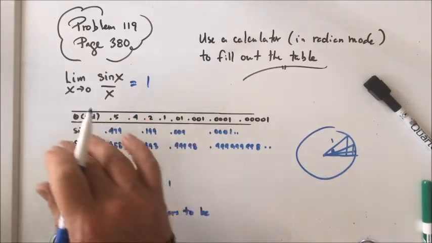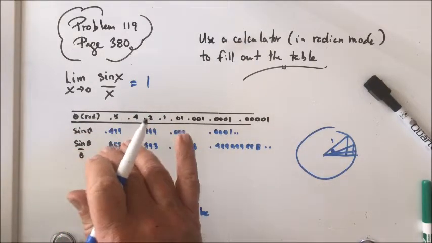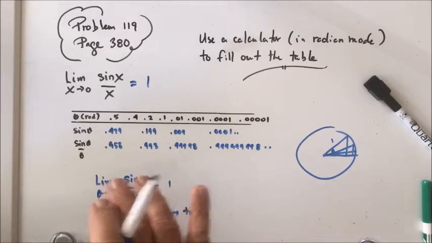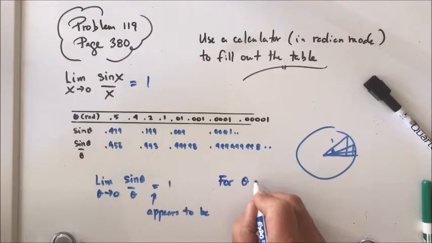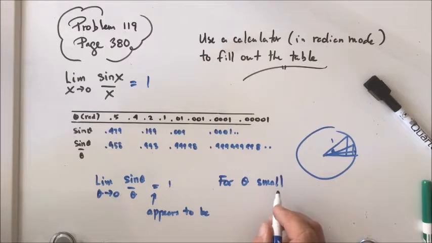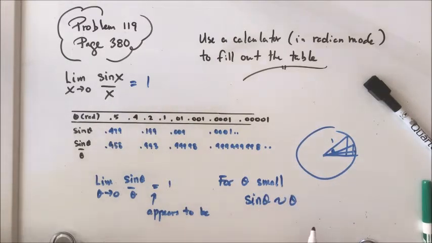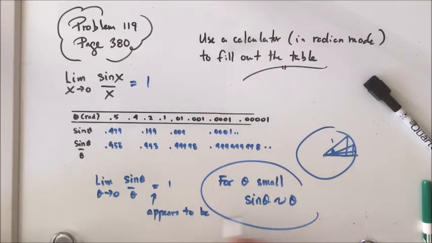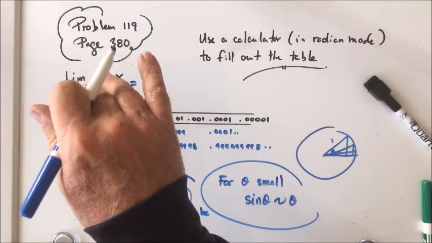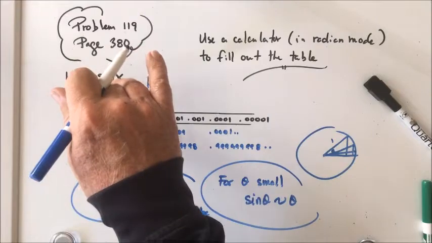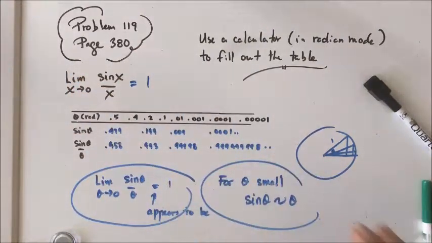But maybe more interesting and maybe of more use to you STEM majors is the fact that for theta small, and I'm not going to qualify that any more than that, sine theta is about equal to theta. Yep. So there's the two takeaways from this problem. Problem 120 will give you similar takeaways on a related ratio associated with the cosine.